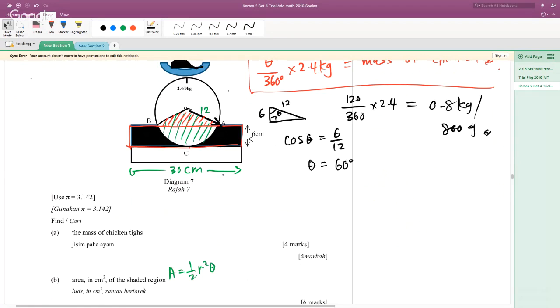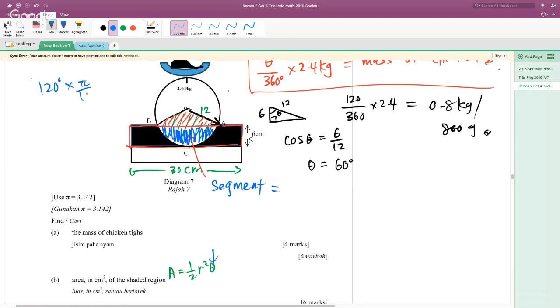Okay, so I will need to find this part. Let me use blue. I just want to make it a little bit different. I want to find this blue color zone. The blue color zone, in English we call segment. I want to find the area of the segment. But before I do this, because of this formula, the angle must be in radian. So I will change my 120 degrees into radian.